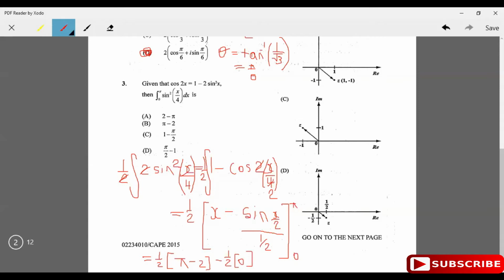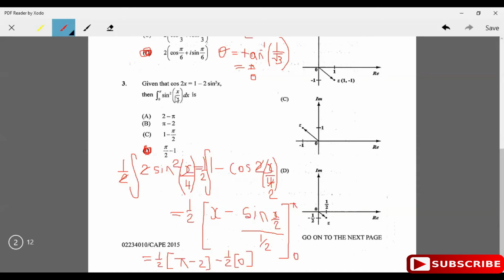Wait, is it pi by 2 minus 1? In the integral bracket, sir, wouldn't you have the integral of a half minus cosine 2x divided by 2? In the integral bracket, I have a half, a half minus cosine 2x over 2. Why would you have cosine 2x? Oh, I should replace the x with x over 4.